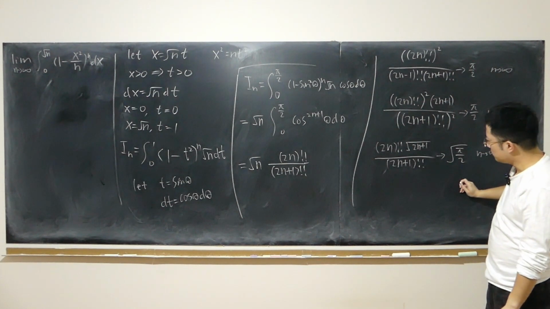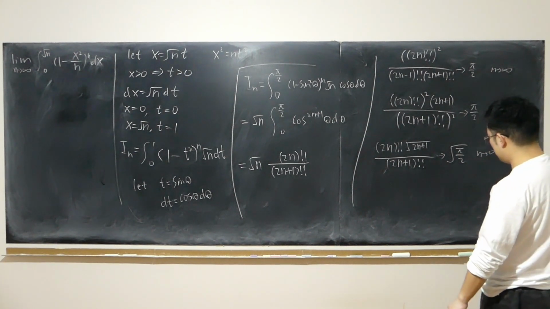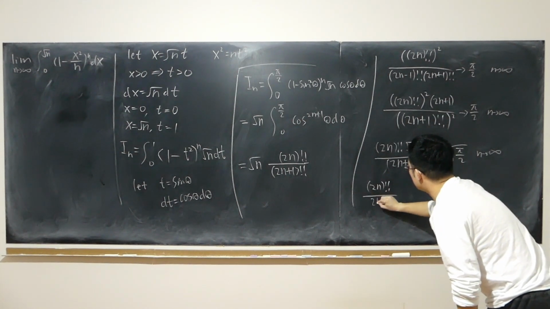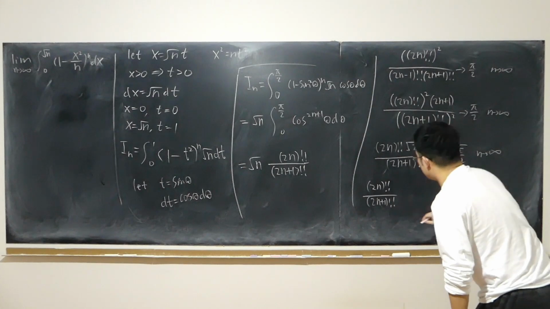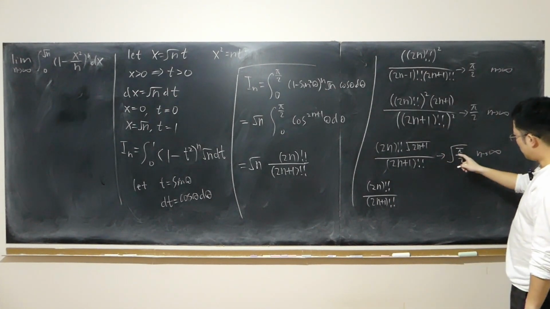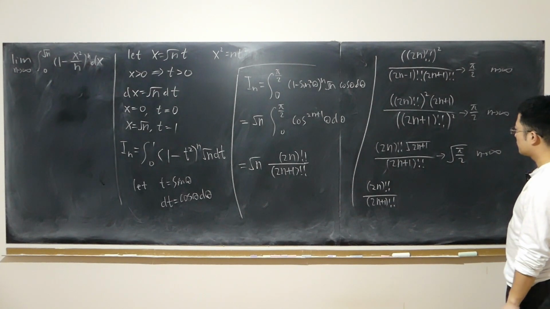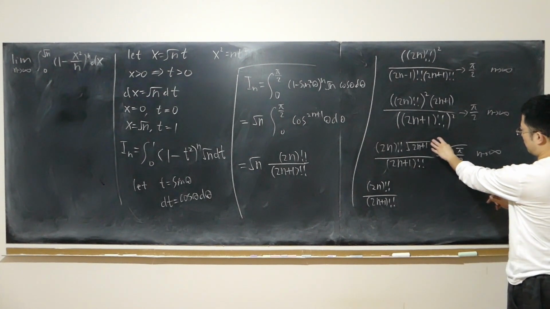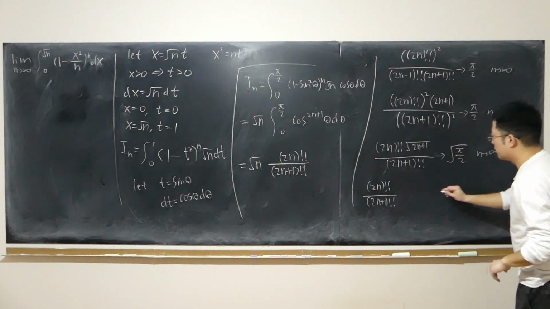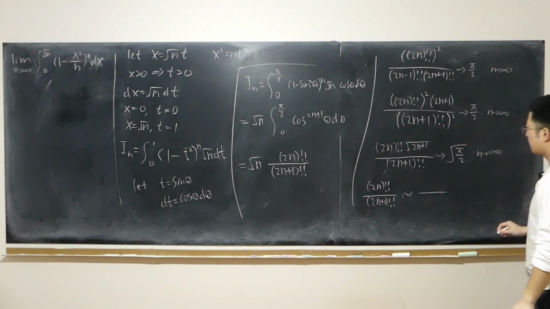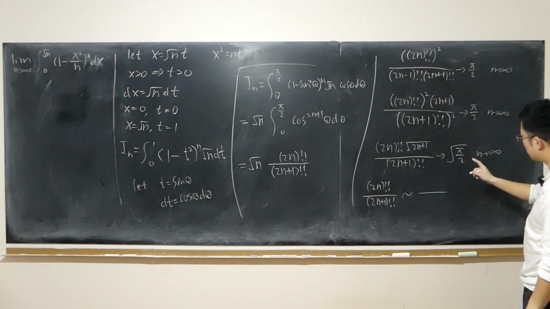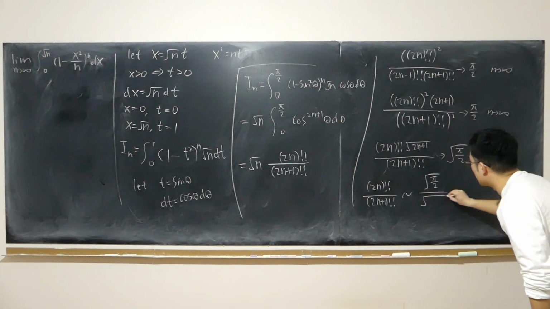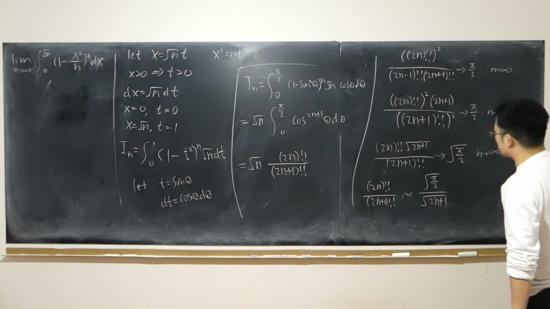Which means 2n double factorial over 2n plus 1 double factorial, divided over to there, approaches 1. So meaning this over that, it's a reciprocal. This over that, the reciprocal is what? The square root of pi over 2 over square root of 2n plus 1. That's its reciprocal.